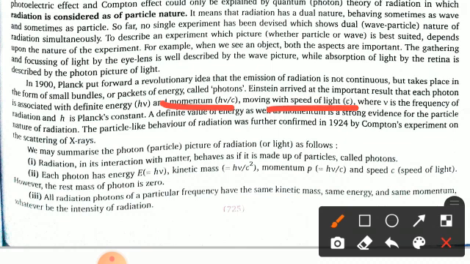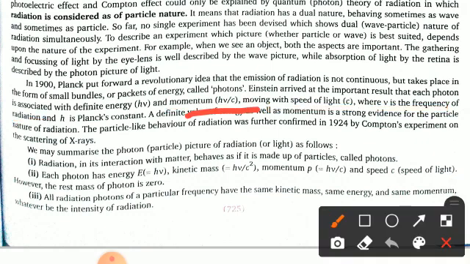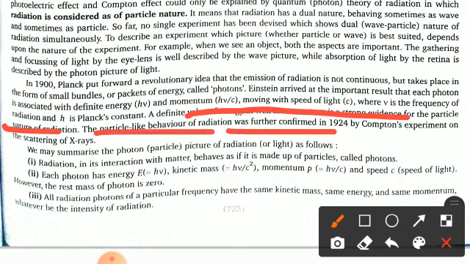moving with the speed of light, which is small c, where nu is the frequency of the radiation and h is the Planck constant. So the definite value of energy as well as momentum is strong evidence for the particle nature of radiation. The particle-like behavior of radiation was further confirmed in 1924 by the Compton experiment on the scattering of X-rays. So we may summarize the photon, that is the particle picture of radiation or light, as follows.